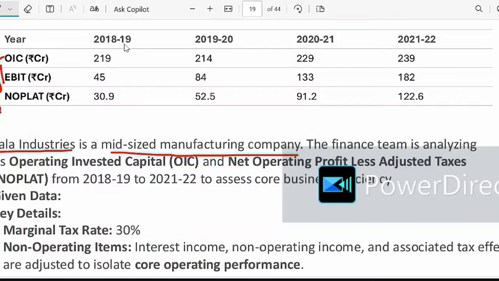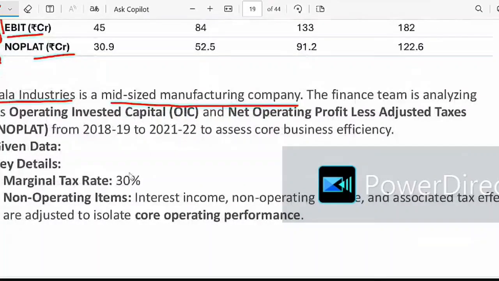Like you can see in 2018-19, 219 crore was invested in the core operation. In 2019-20, 214 crore. In 2020-21, 229 crore. In 21-22, 239 crore. Similarly, we have EBIT, which I think you are familiar with. And finally, we have NOPLAT, which shows the profit from this core operation after tax. Some detail has also been given, like marginal tax rate they have given 30%. Now, let's look at the question.